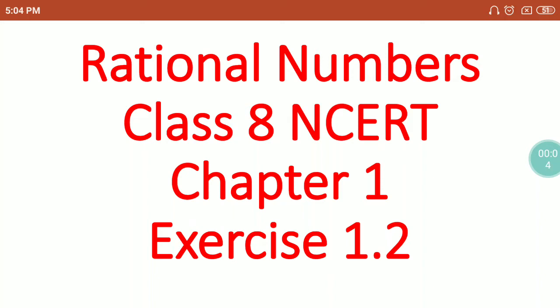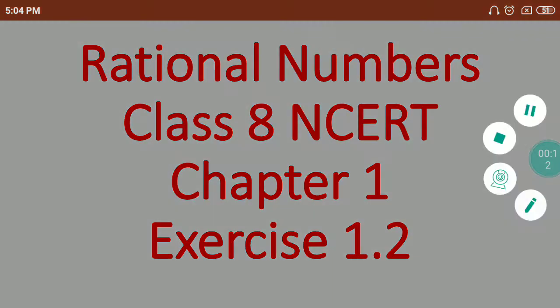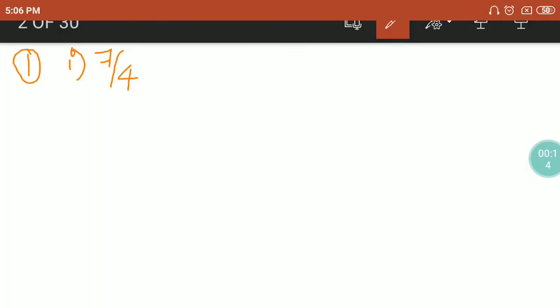So in this video, we'll be looking at Rational Numbers, Class 8 NCERT Chapter 1, Exercise 1.2. So let's begin. Let's start with the first question. The first question is to represent the numbers on a number line. First is 7 by 4. So how to represent 7 by 4 on the number line?